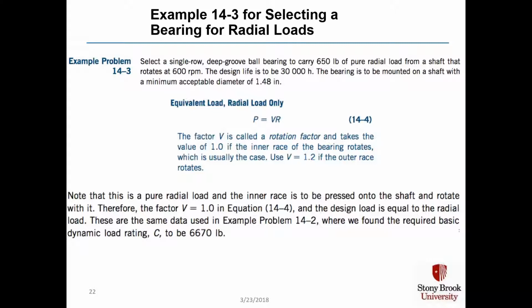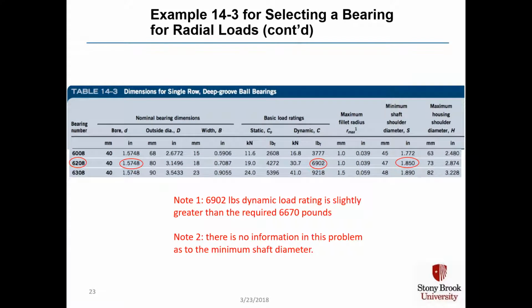And if you look at this situation, it's basically the same data used in problem 14-2, and so the dynamic load rating is the same. It's 6,670 pounds. And when we go to look at table 14-3, we don't really have any information in this problem as to the minimum shaft diameter. So the only thing you can really do is look on the chart and find a bearing with a larger load rating than the 6670, and you just take the one that's just slightly above it.